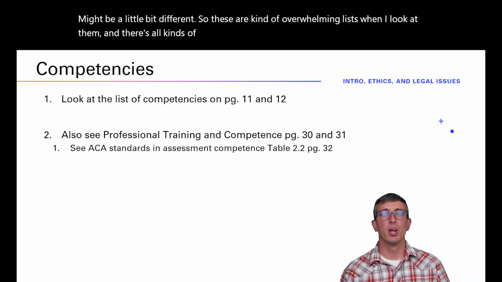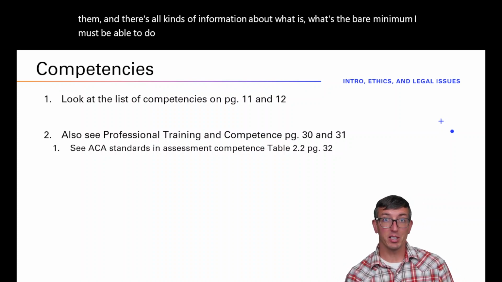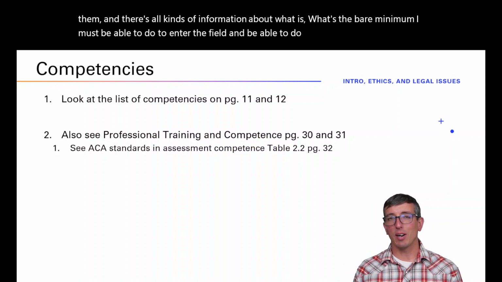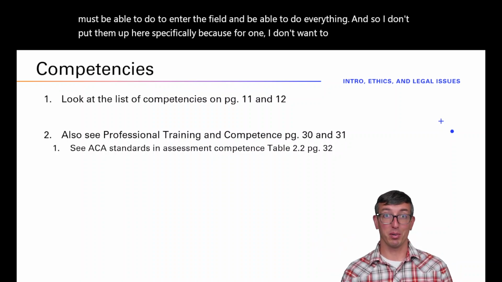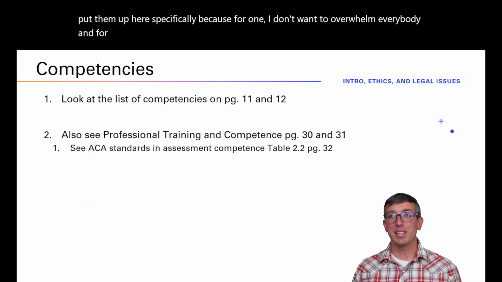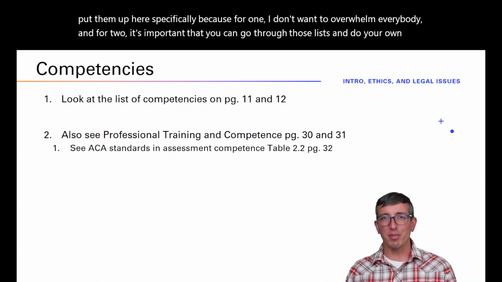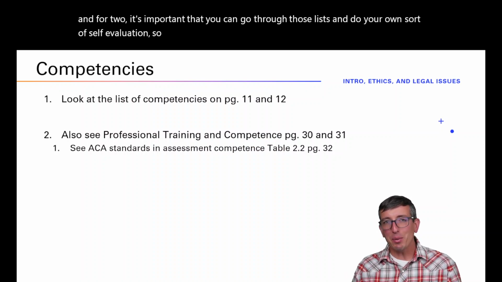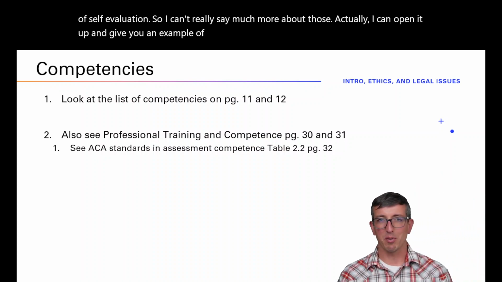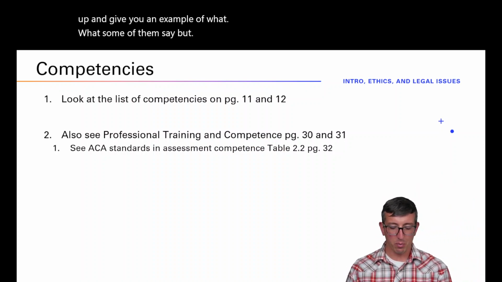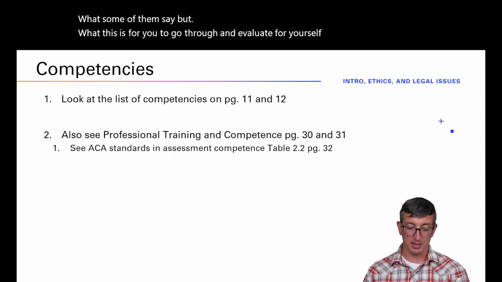So these are kind of overwhelming lists when I look at them, and there's all kinds of information about what's the bare minimum I must be able to do to enter the field and be able to do everything. And so I don't put them up here specifically because, for one, I don't want to overwhelm everybody, and for two, it's important that you can go through those lists and do your own sort of self-evaluation. So I can't really say much more about those. Actually, I can open it up and give you an example of what some of them say. But what this is for is for you to go through and evaluate for yourself what that means.